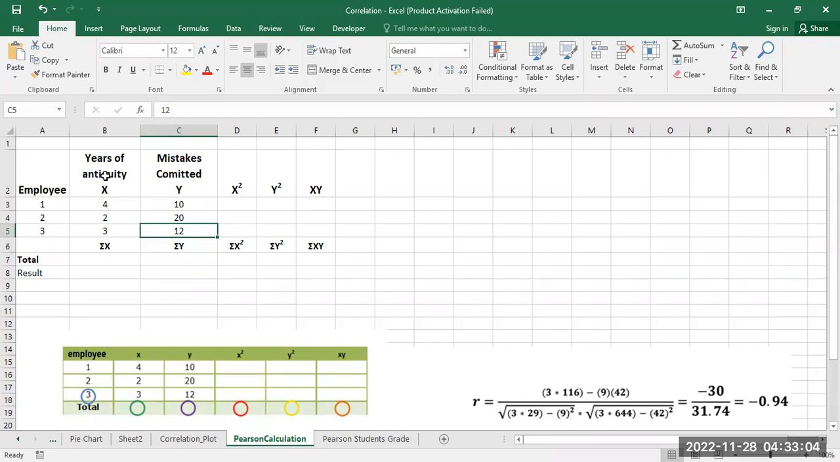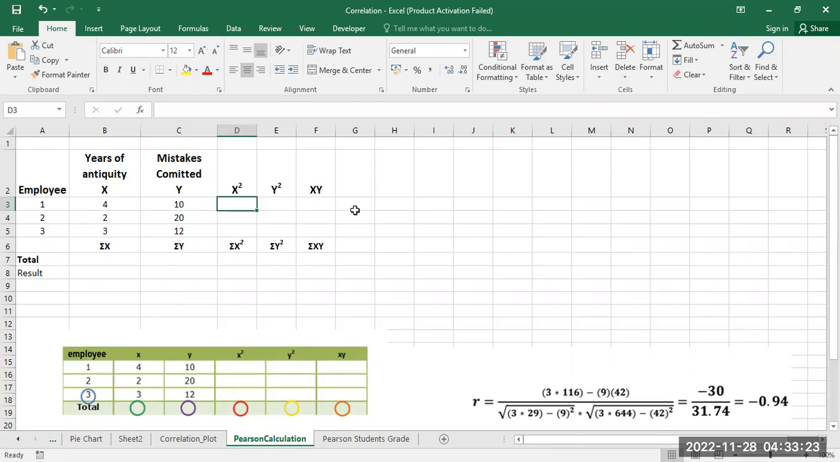So you can see the number of years spent at the company is represented by X, the number of mistakes represented by Y. Then I now have another column for X squared. And how do I do that? It simply means each of these values of X, I simply square them. So you can see here that X squared is going to be equal to 16.